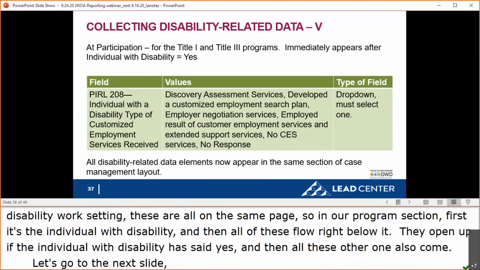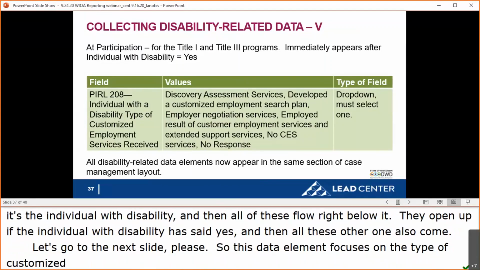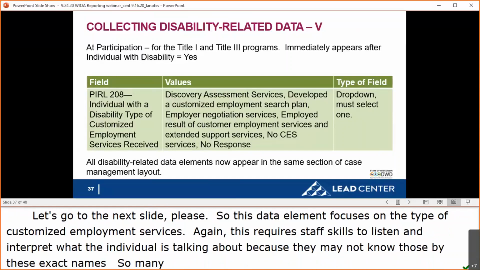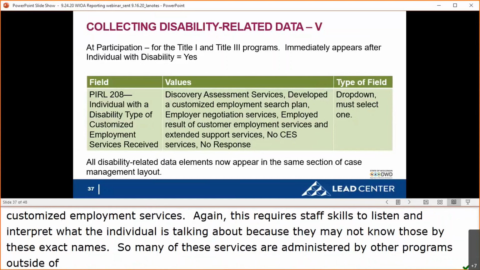So this data element focuses on the type of customized employment services. Again, this requires staff skills to listen and interpret what the individual is talking about, because they may not know those by these exact names. Many of these services are administered by other programs outside of ASSET, so there's some familiarity that our staff would need. Let's go to the next slide, please.